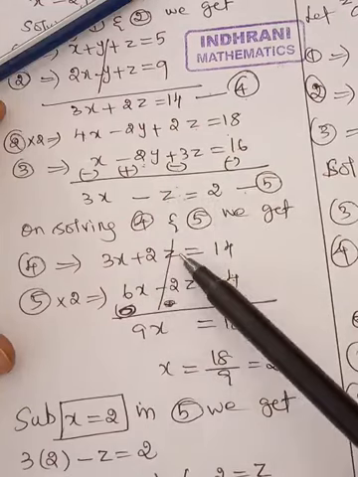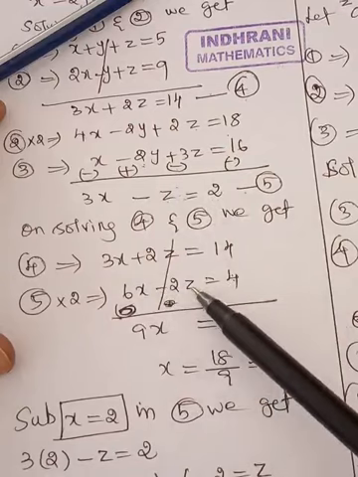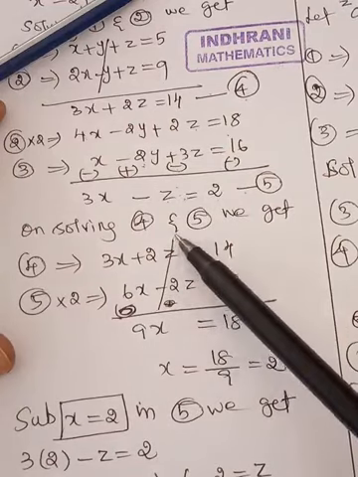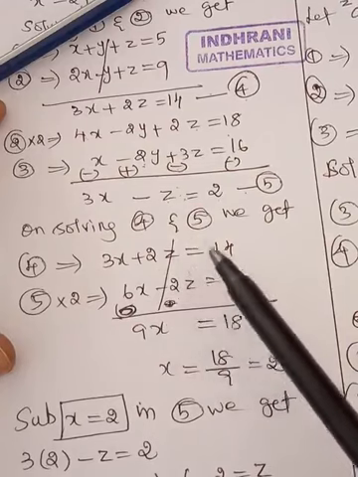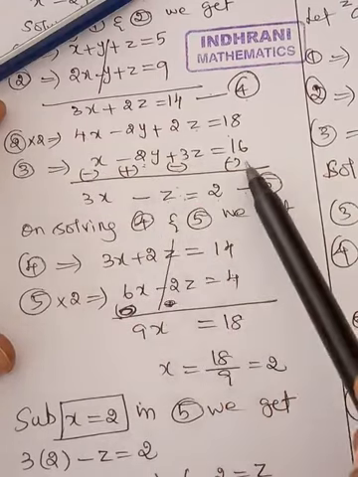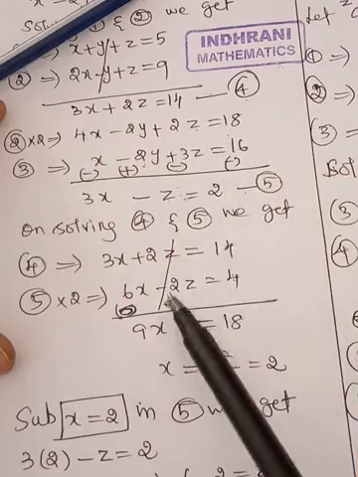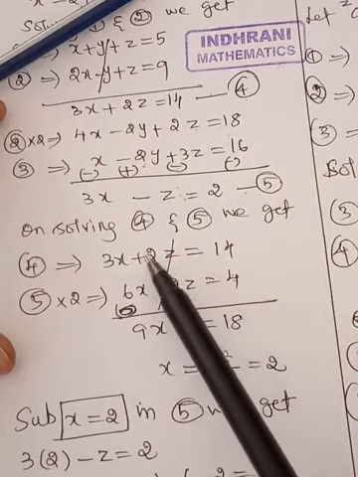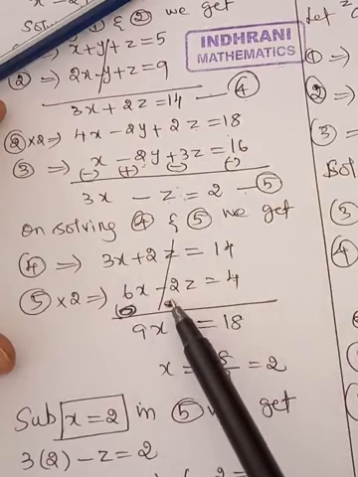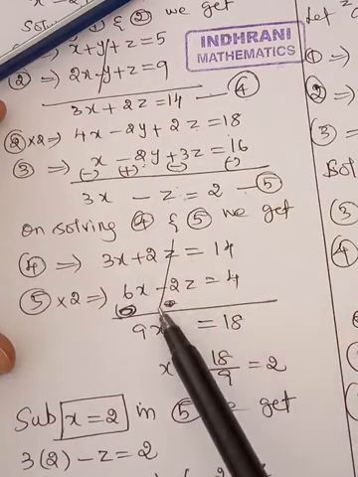Now you see, here is plus 2z, here is minus 2z, so we can cancel. So I am adding. Before, I was subtracting, that's why I changed the sign. But here I am adding because the coefficients of z have opposite signs. So adding these two, z gets cancelled.